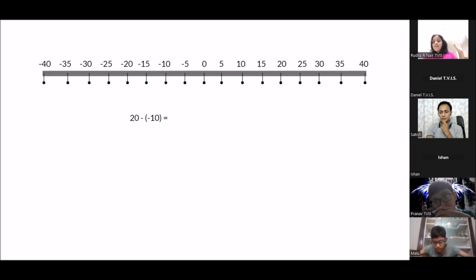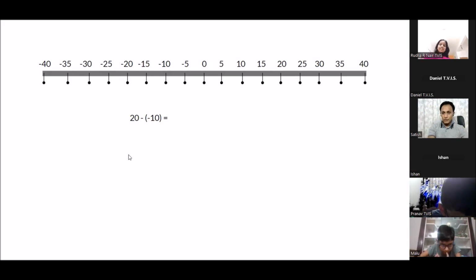Yeah, Rudra. So technically, if 20 minus minus 10 is 30, then if three minuses come, it will be the opposite way around, right? Yes, it is. But I don't want to bring it here because it becomes too much complexity for you. You are right. So technically, it is like this.